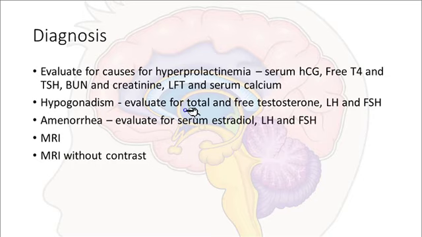In hypogonadism, you must measure total and free testosterone, luteinizing hormone, and follicle stimulating hormone levels. In amenorrhea, you must evaluate serum estradiol levels, luteinizing hormone, and follicle stimulating hormone. You may need to use an MRI, right? And you may need to use an MRI without contrast material as well.